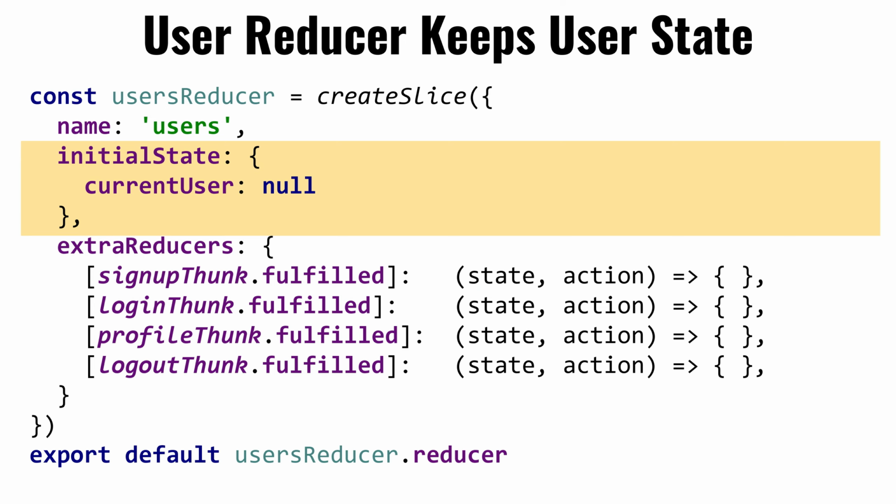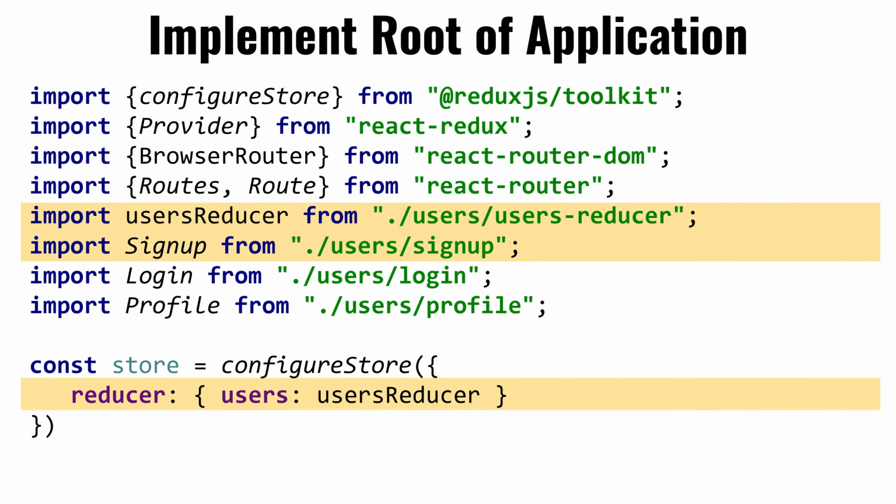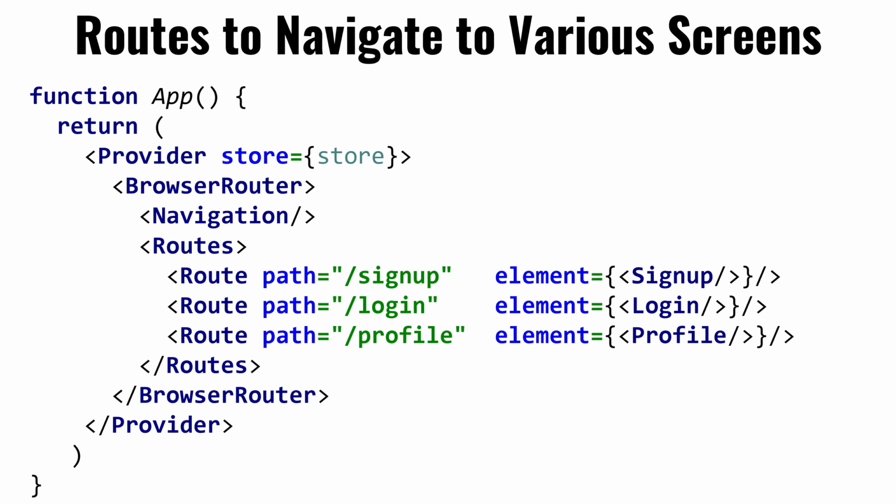In this lecture we're going to implement user signup. We'll start with a reducer that keeps track of who's currently logged in as a state variable, current user. Various thunks will update the current user as we sign up, log in, and log out. The current user will be in a Redux store so all components can know whether someone is logged in or not. The app component is the root of the React application and defines navigation.